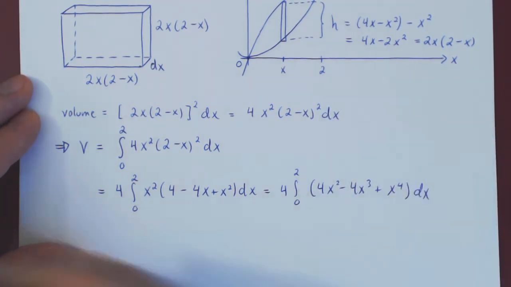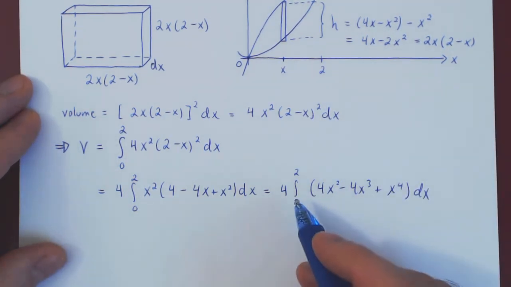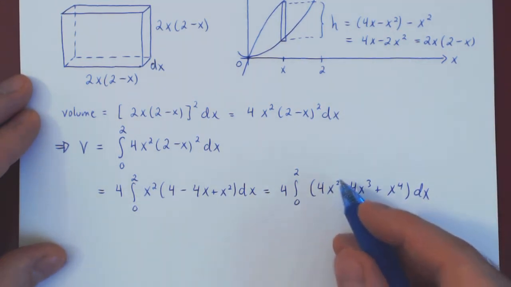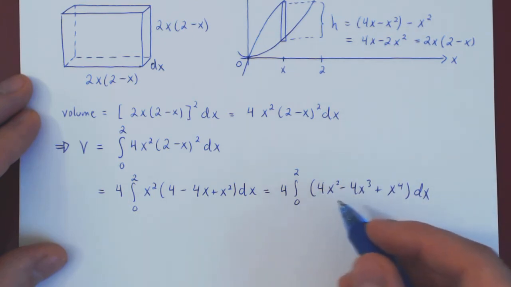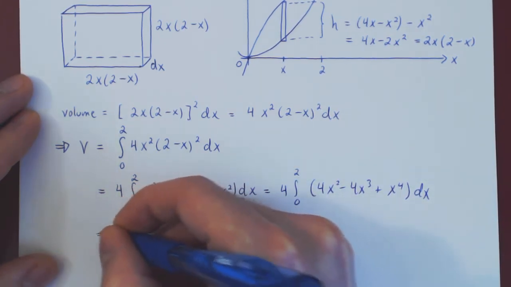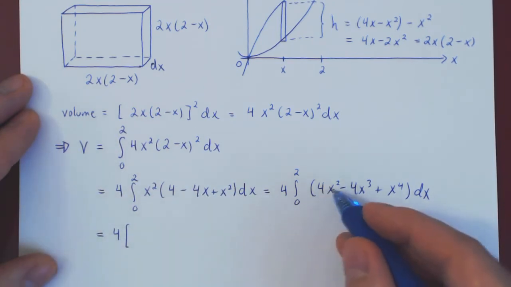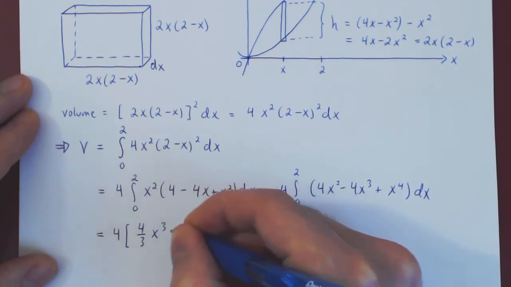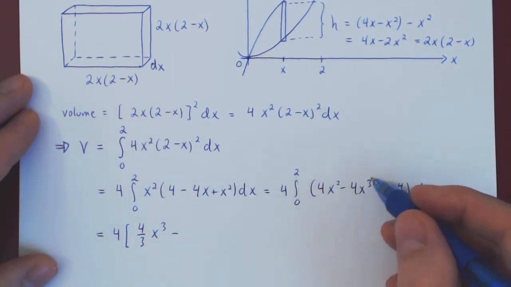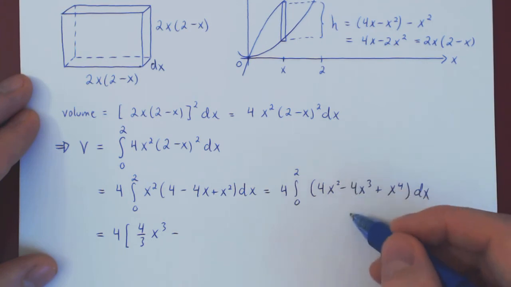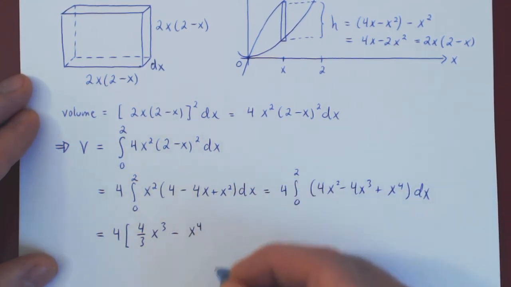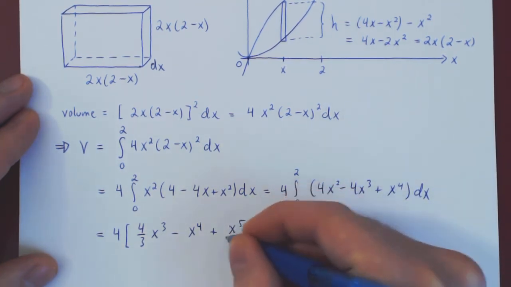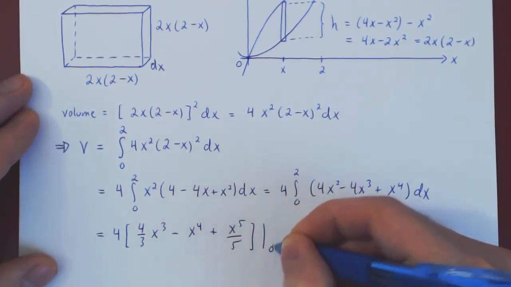And now we can evaluate this definite integral using, of course, the fundamental theorem of calculus, finding our antiderivative, which is trivial here, power rule on each term, which gives us 4 times 4x cubed over 3, so 4/3 x cubed, minus 4x to the 4 over 4, the 4 over 4 cancels and leaves us with x to the 4, plus x to the 5 over 5. And we evaluate our antiderivative from 0 to 2.